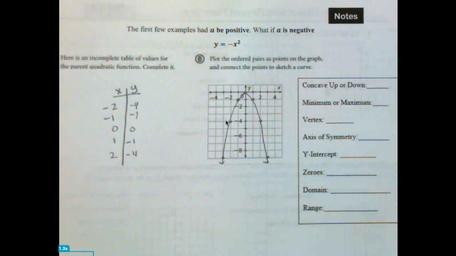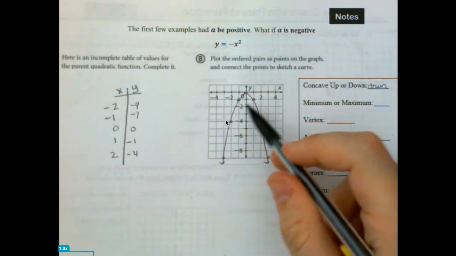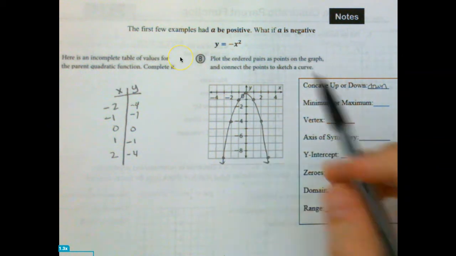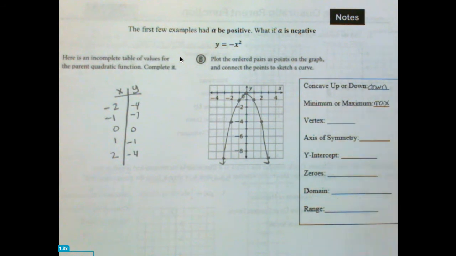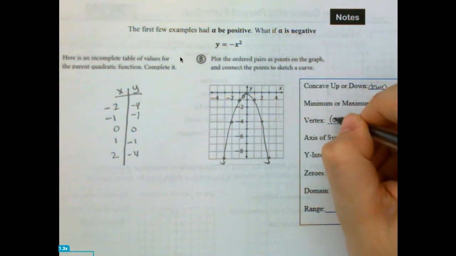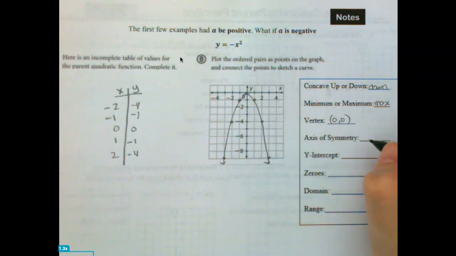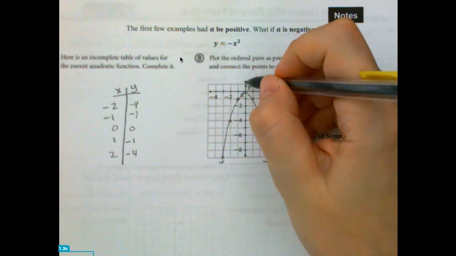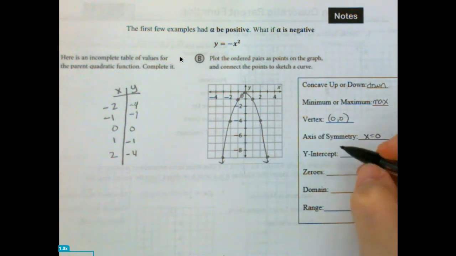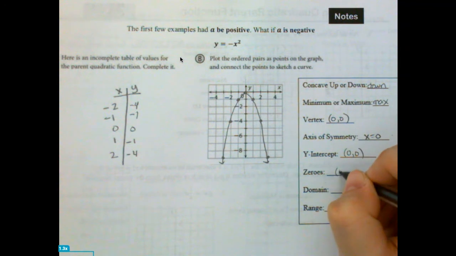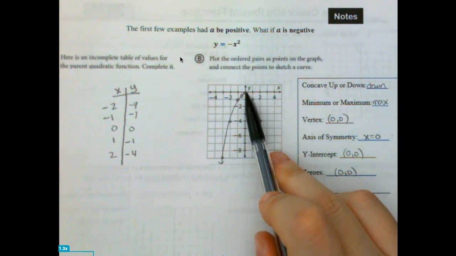Okay, so when A is negative, this guy goes down. See how he's pointing down? And my vertex now is at the top of my graph, so that now is a maximum. My vertex is at 0, 0. It's right here. My axis of symmetry is still at the same place. It's still that invisible line going through 0, so it's at x equals 0. The y-intercept is at 0, 0, and the x-intercept is at 0, 0. They're both right here in the middle.